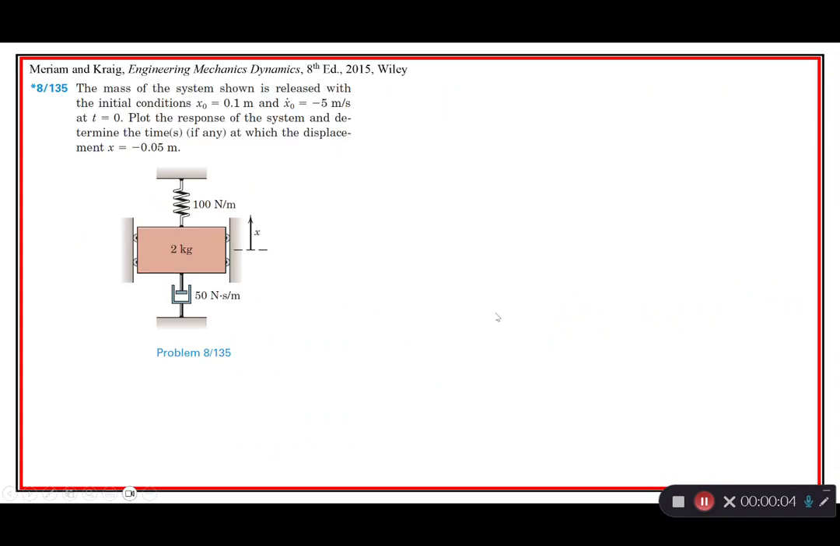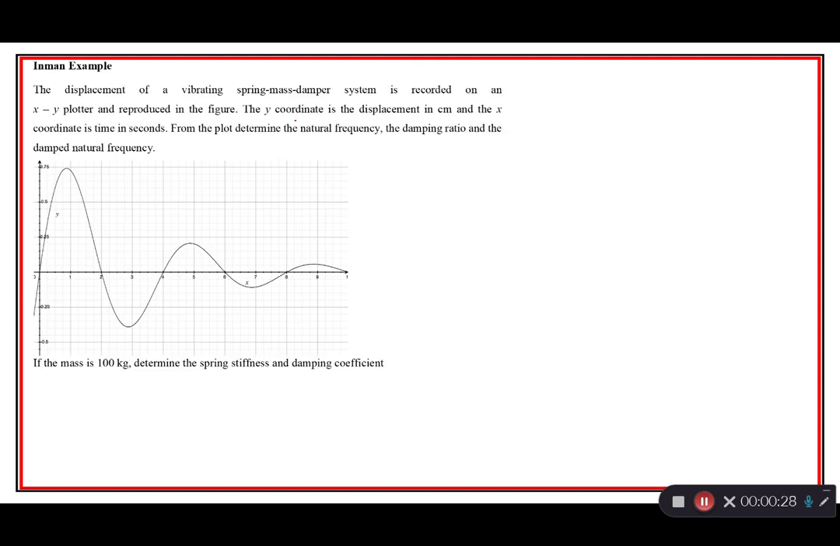All right, we're back with week 5, and this is the review for exam 1. This is a problem we're not going to do, because it says plot the response. We're not going to do that type of problem for the exam, so we are not going to bother doing this problem. That could be a homework problem in the future if I were to teach this class again.